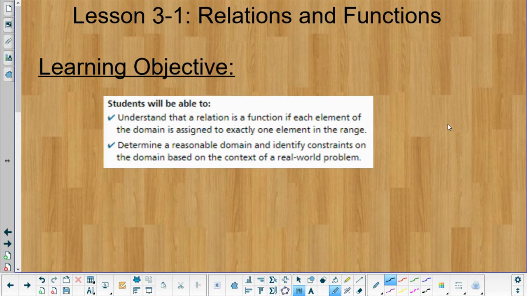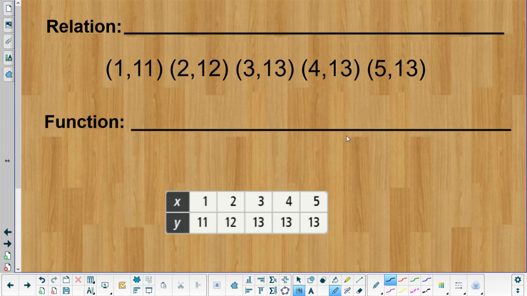Okay, our learning objective by the end of this class, you should be able to tell if a relation is a function, and you should be able to identify the domain and the range. Okay, so first off, what is a relation? A relation is a set of ordered pairs. Basically, a relation describes the relationship between an x and a y.